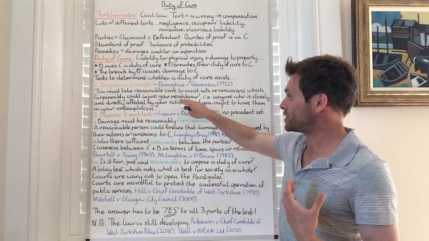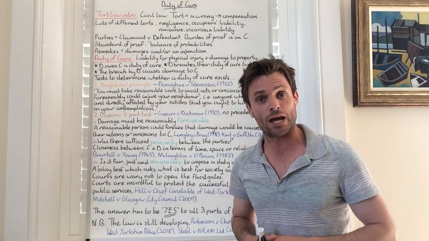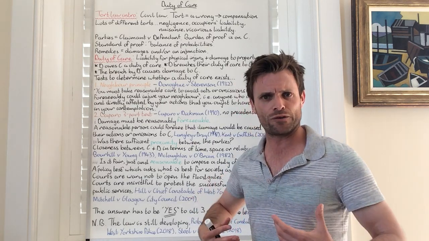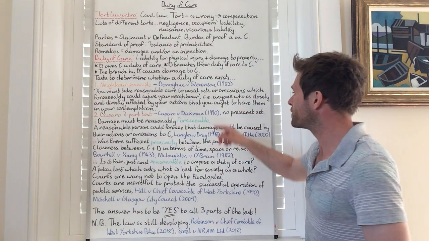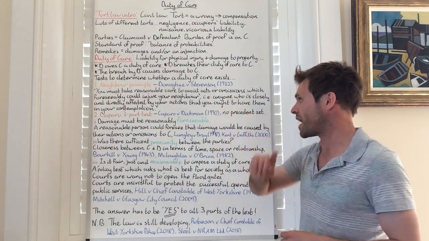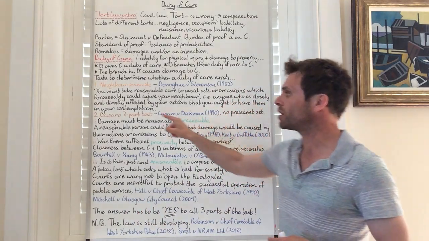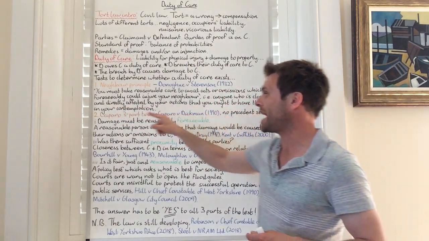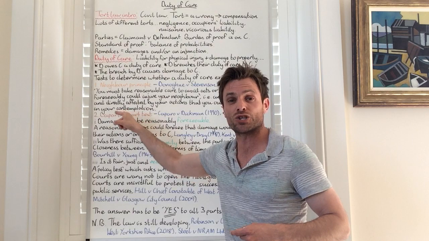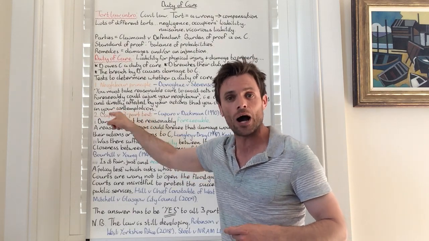So it could literally mean your neighbour, as in your next door neighbour, but actually Lord Atkin was referring in a broader sense to who your neighbour is. So we've got clarification here. Who is thy neighbour? Anyone who is closely and directly affected by your actions, that you ought to have them in your contemplation, that you ought to be thinking about them.